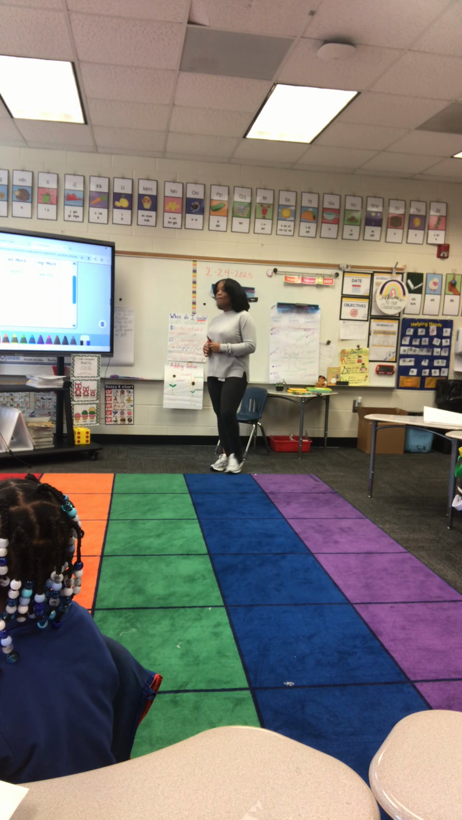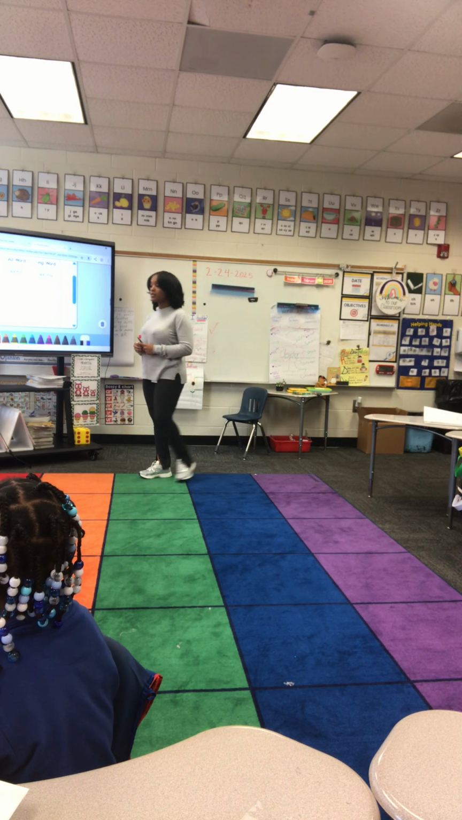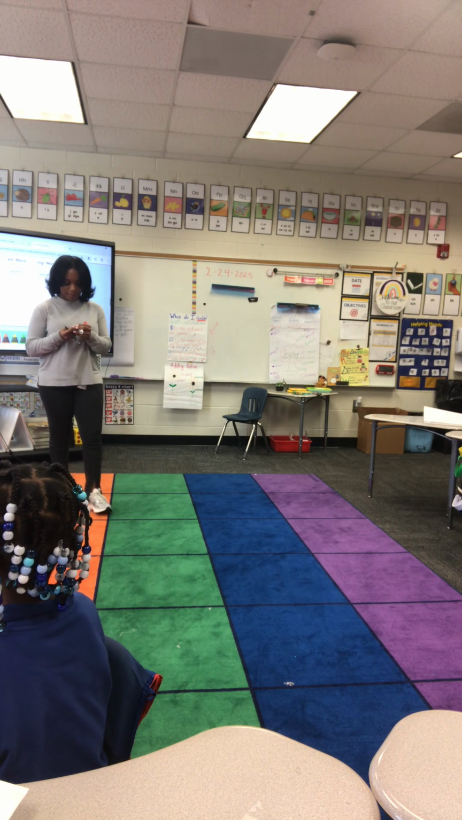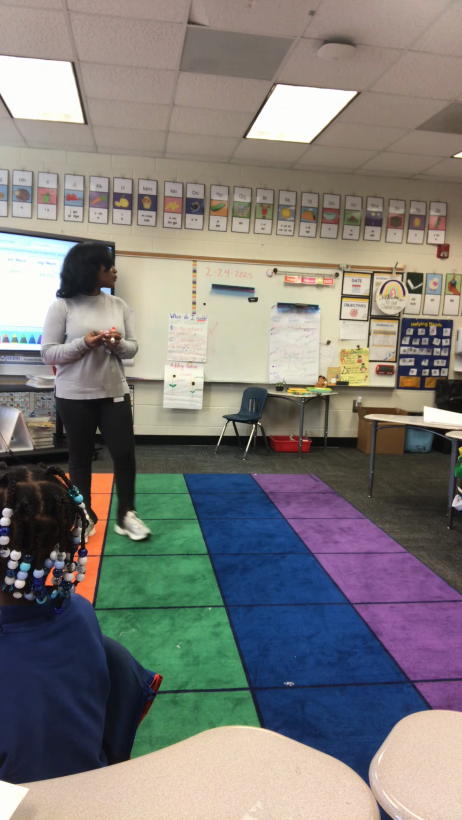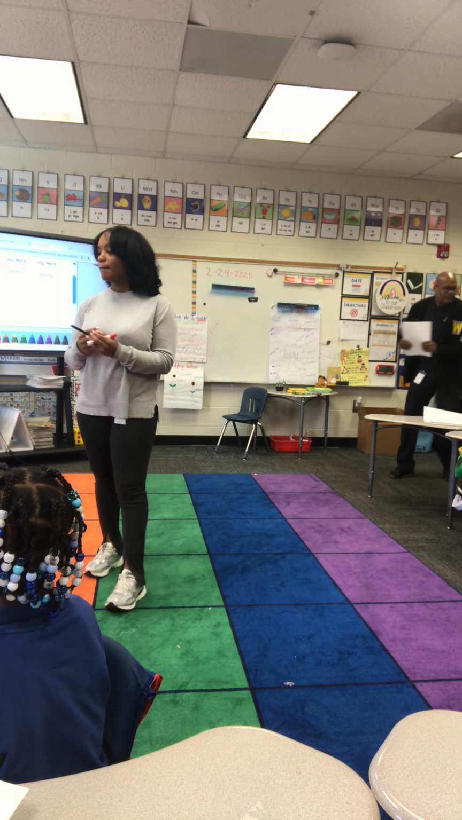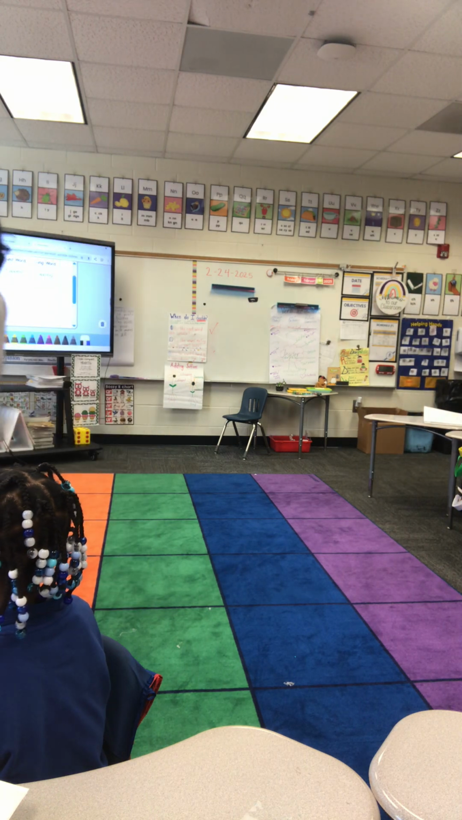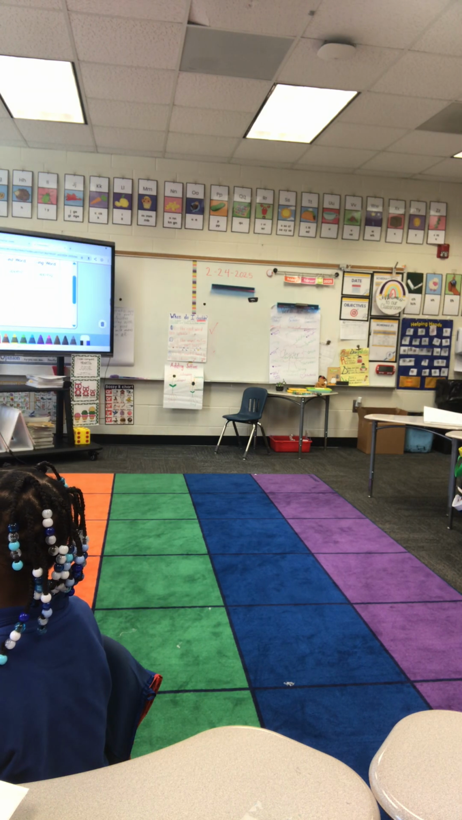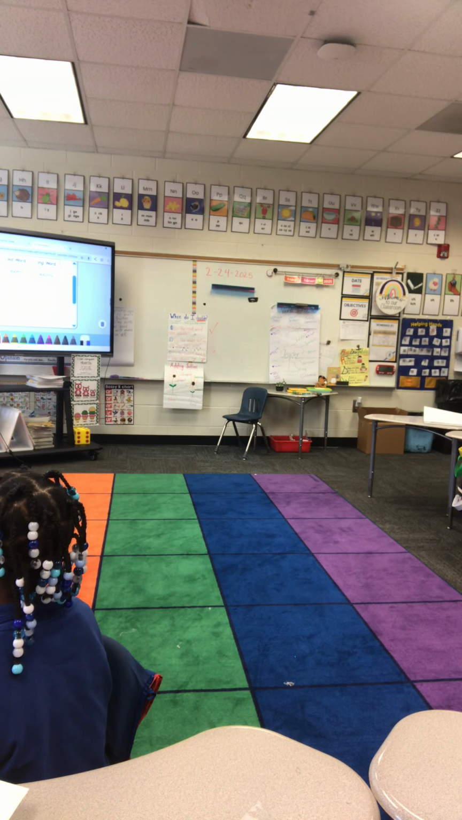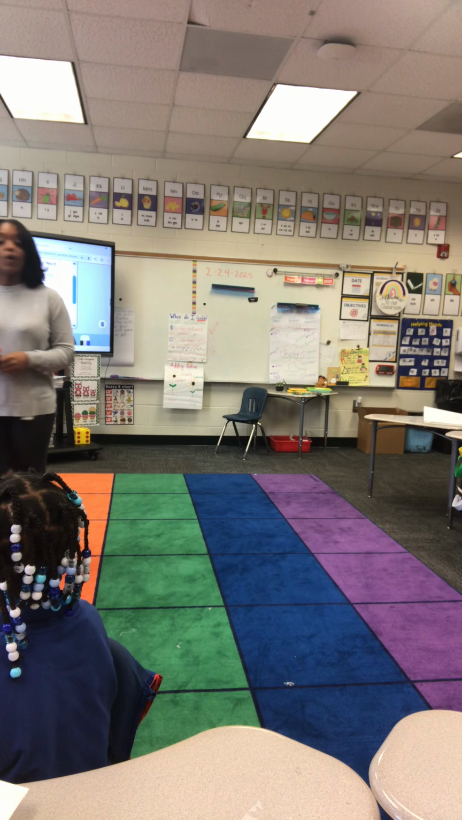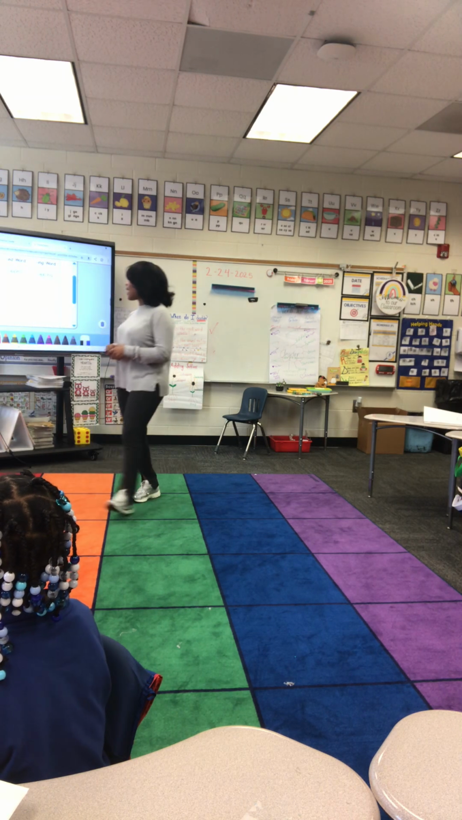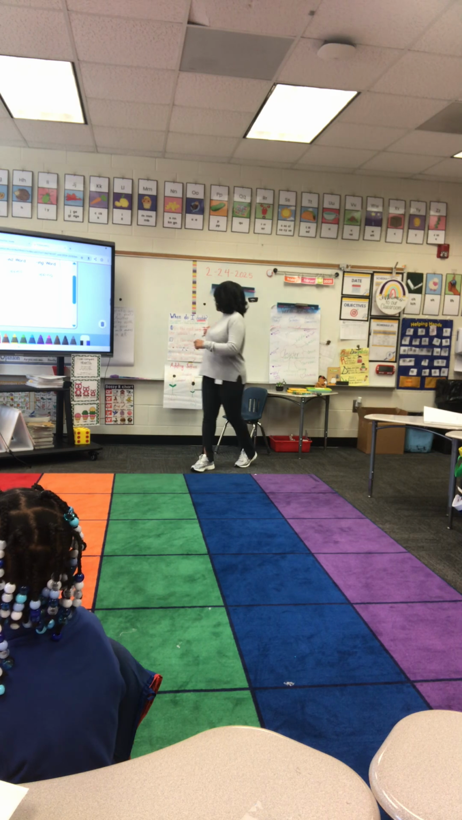Is the vowel making the short vowel sound? Where is our vowel in the word stamp? Where is our vowel in the word stamp beside Arabella? A. What is it saying? Ah. Is it a short vowel sound? Yes.